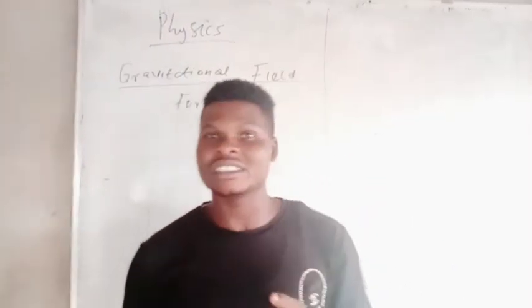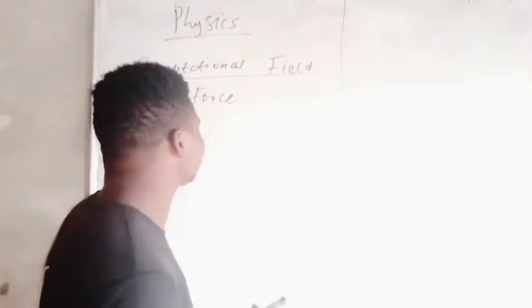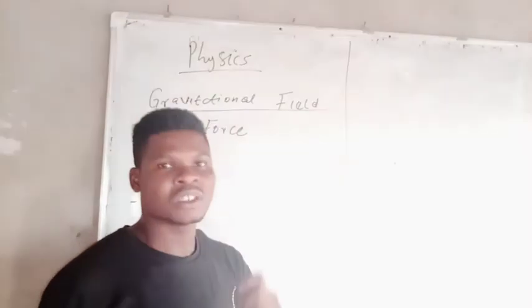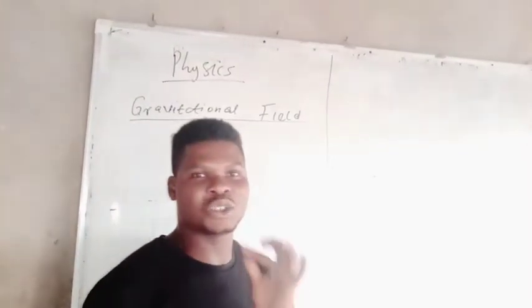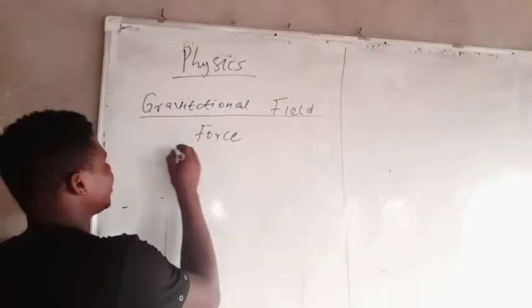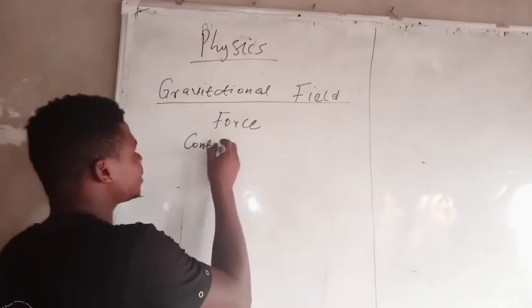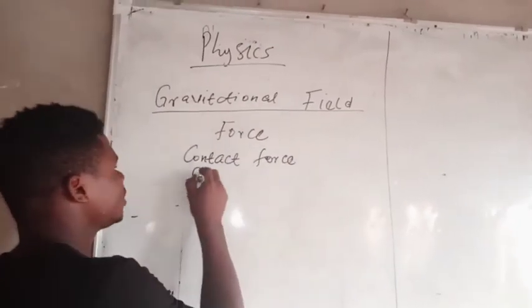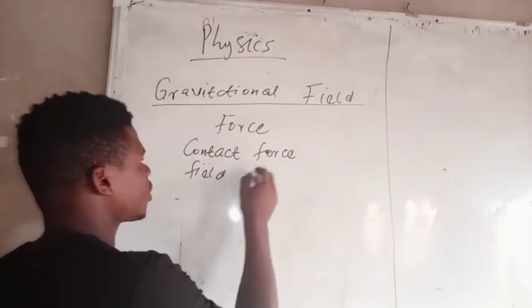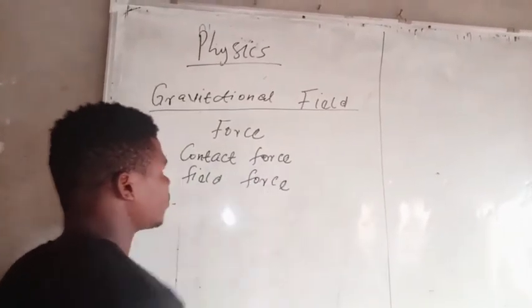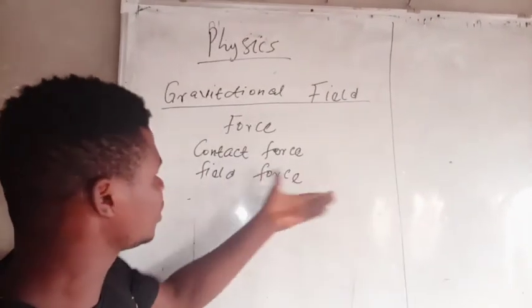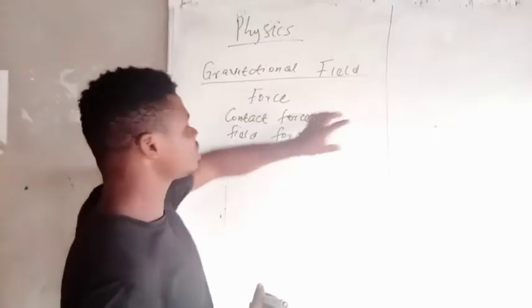In your Book 1, you were taught that force is classified into two. Force is classified into two, which are what? The contact force and the field force. The two classes of force are the contact force and the field force.